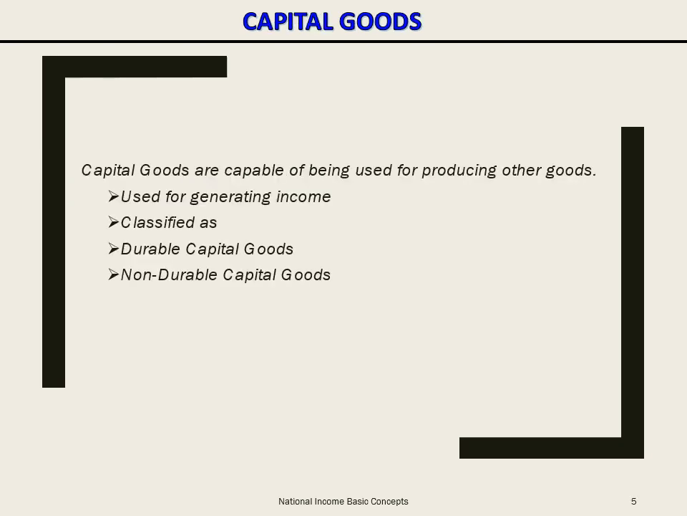Another part of goods is the capital good. What are capital goods? They are those goods which are capable of producing other goods. There are certain goods which are capable of producing other goods, and such goods are called capital goods. For example, a machine: we use a machine to produce other things, so that machine would be a part of capital goods. These goods are usually used by a producer for the purpose of generating income.